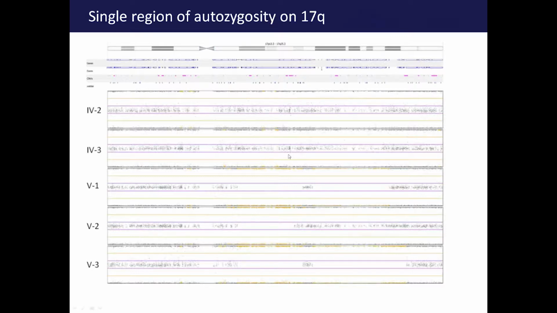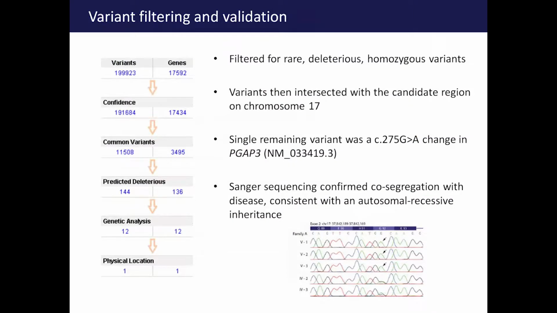It's a little bit fuzzy, but I've highlighted the region that's shared. You see there's no heterozygous SNPs there. So that was our candidate region. So then we exome sequenced just the proband, one of the 3 kids, and we got a list of about 200,000 variants, of which 191,000 were high confidence, and 11,000 were rare, and of these 144 were predicted deleterious.